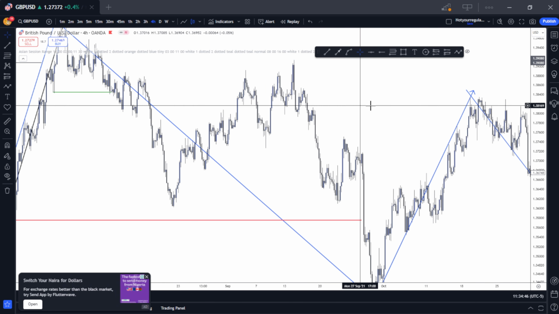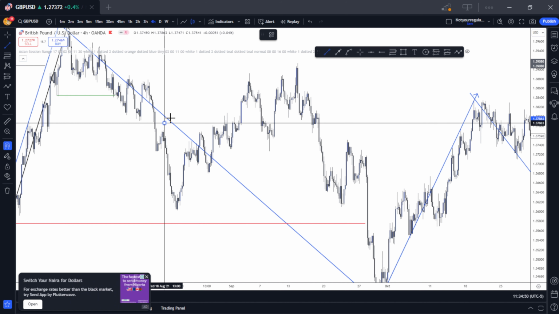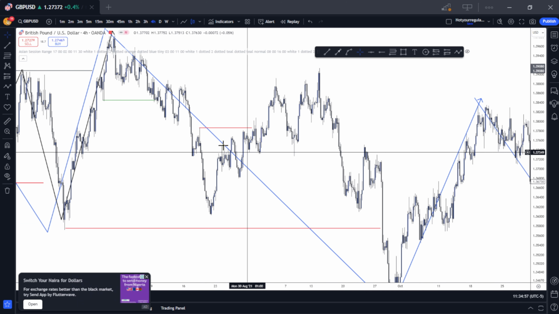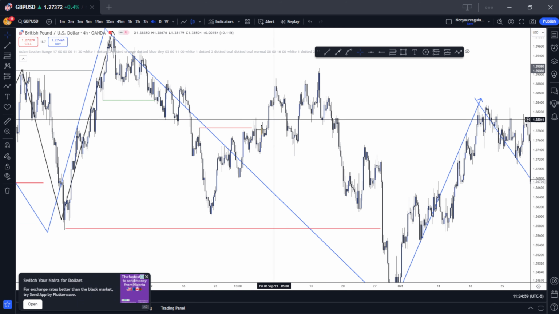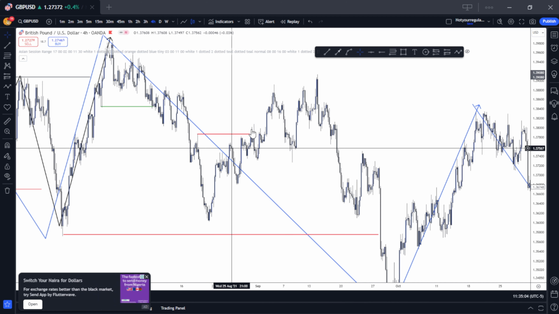Instead, what we did was we broke structure again, which signified another pullback inside this. That's still inside our lower time frame internal structure. We're still forming another pullback inside.